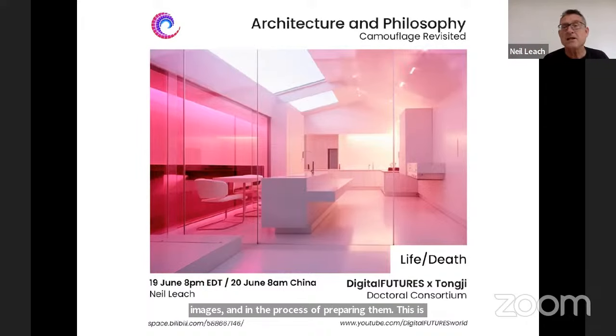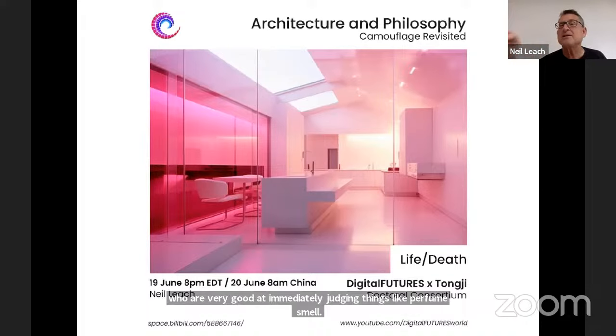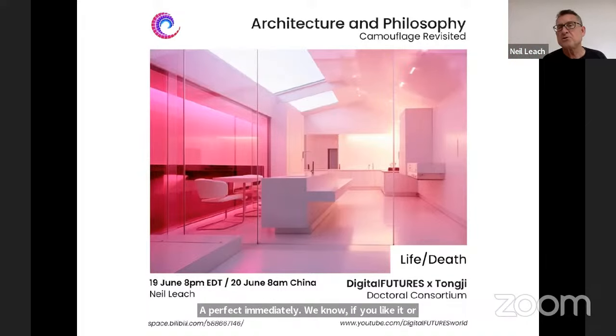But what I would claim is that we can still take that model of the GAN, and we, in a sense, are the discriminators. I did mention this, so I'll mention it again. We are the ones who are very good at immediately judging things, like perfume. You smell a perfume, immediately we know if you like it or not. We can taste a cocktail, the same thing. But we're not so good as generators.